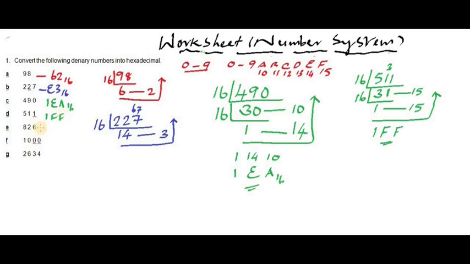Now the next question, it is 826, right? 826, the answer is 3 3 8. Okay, this is the answer for this question. The next one is 1000. For 1000, the answer is 3 E 8. This is the answer. Okay, now let us move on to the last question.